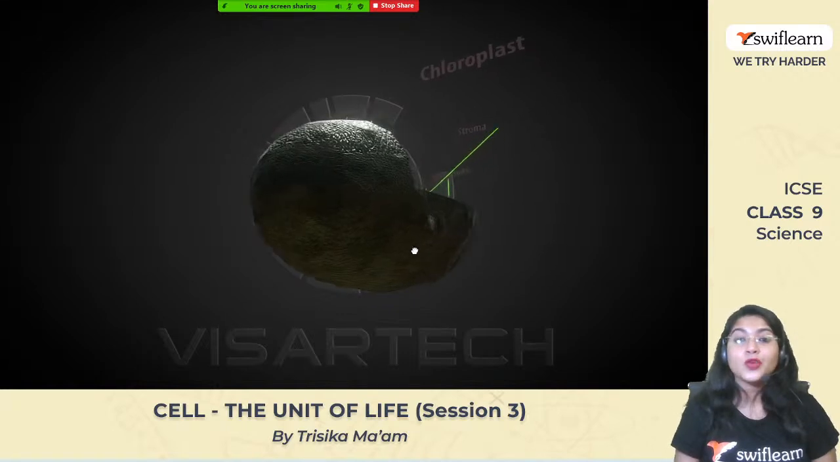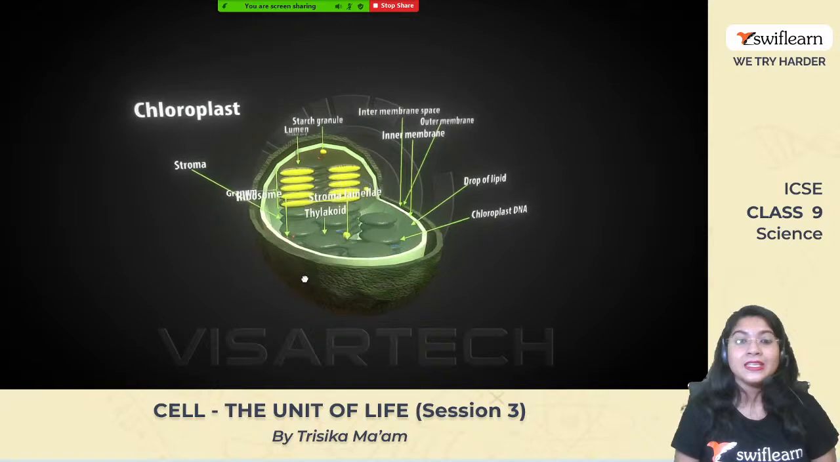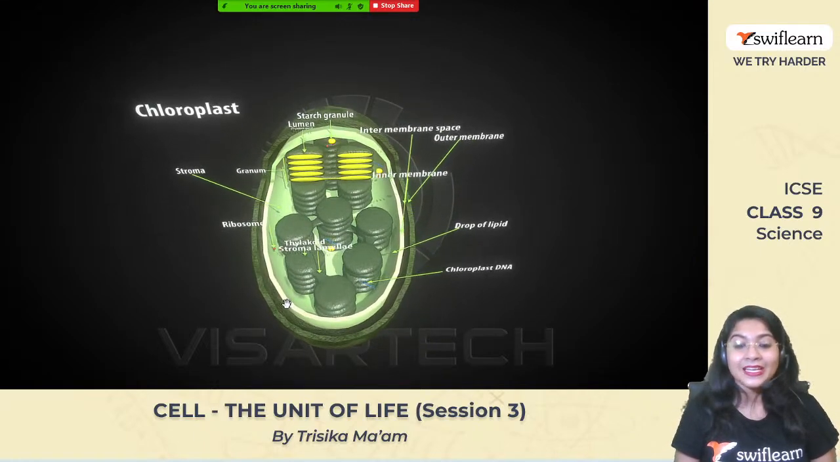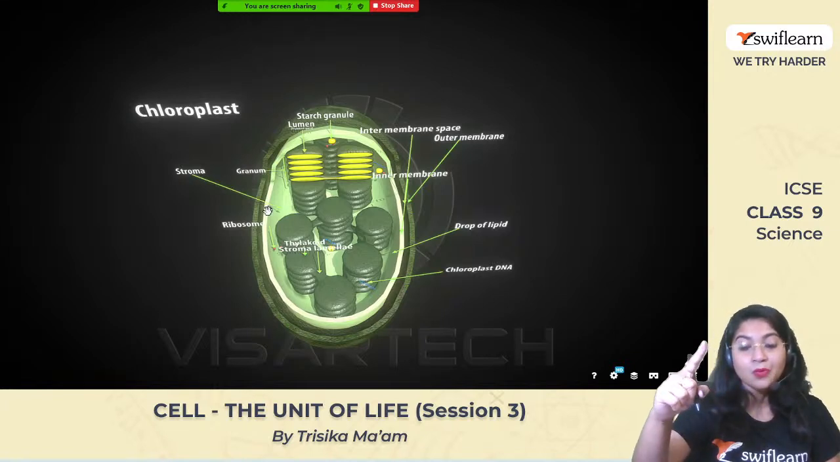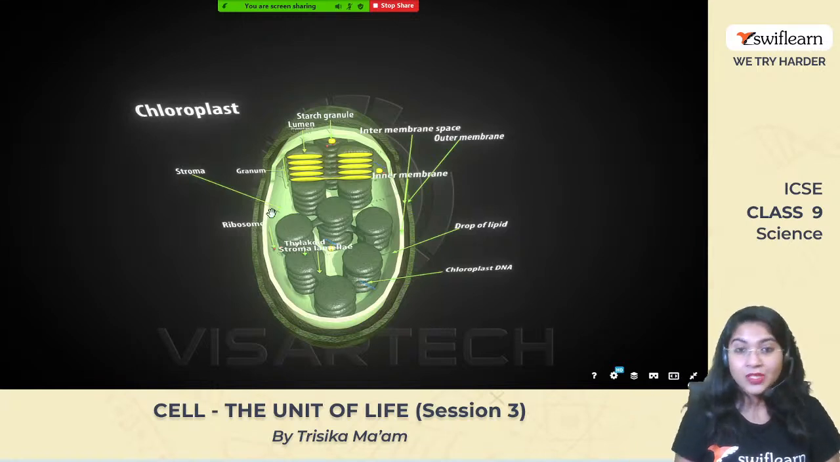Now I will show you the inner side of the plastid. So this is the inner side of the plastid. Now if you see inside the plastid, what will you see? The outer portion is the outer membrane, and there is another inner membrane. So from here you are getting one point: plastid is a double membrane bound cellular structure.